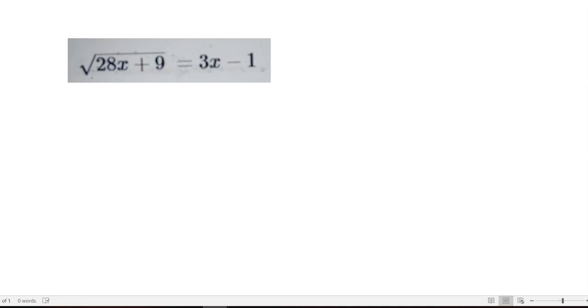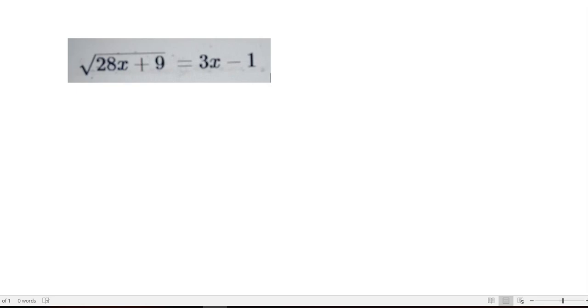Good evening. So I've got a question about solving this radical equation, and there are some really common mistakes that are made in this, so we want to be careful. So if we have this equation, the square root of 28x plus 9 equals 3x minus 1.